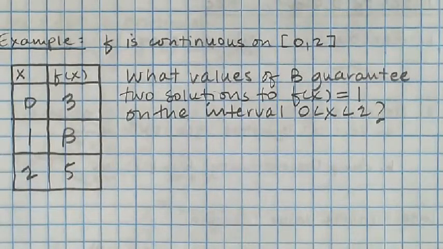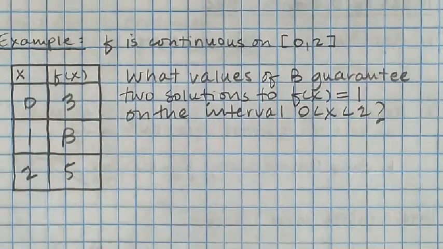All right, last example I've got, and this is based on a multiple choice question, but I'm showing you how I could make this a little more challenging by making it an open response question. Here you've got a table of values, and you know that f is a continuous function. And I'm going to ask you, what are all the possible values of b that guarantee 2 solutions to the equation f of x equals 1 on the interval 0 to 2?